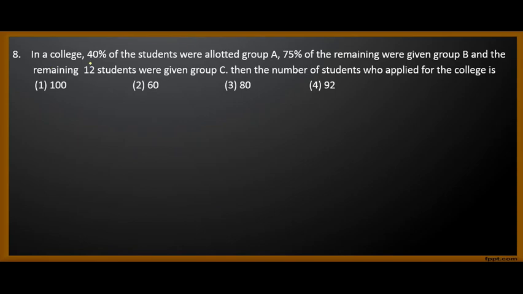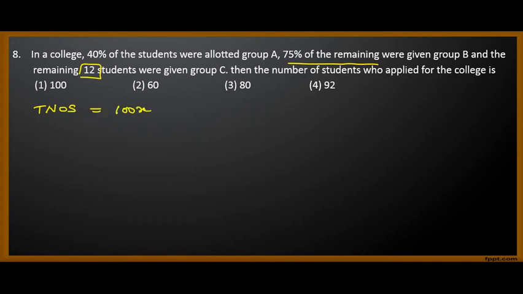In a college, 40% of the students were allotted group A, 75% of the remaining were given group B, and the remaining 12 students were given group C. Then the number of students who applied for the college is? Now how to tackle these kinds of questions? As we don't know the number of students, assume the total number of students to be 100x.